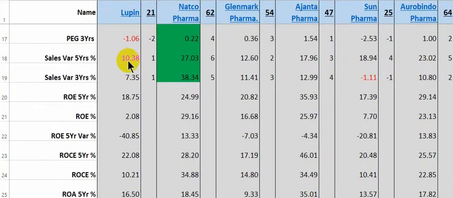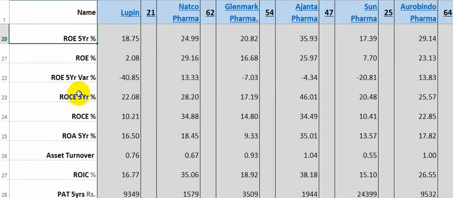It was growing its sales at the rate of 10.38%, whereas Natco Pharma's sales was growing at the rate of 27% from 5 years past. In 3 years comparison, we see that Sun Pharma's sales has performed the poorest. In fact, the sales has been falling at the rate of 1.1%. This is very low, but still it's negative. And the Natco Pharma's sales also has increased at a healthy rate of 38% from 3 years back.